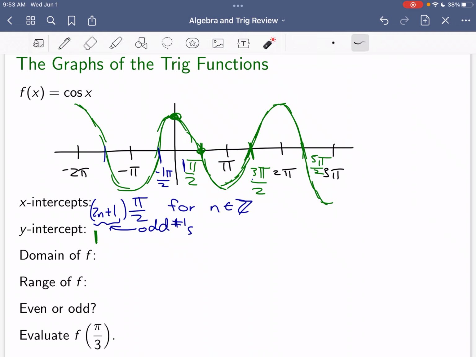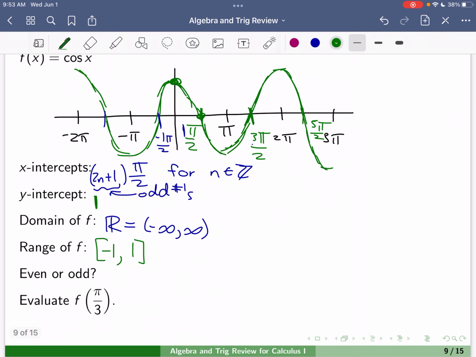Our y-intercept is at 1 itself. So when we hit the y-axis, that value is 1. The domain here is all real numbers, so everything from negative infinity to infinity. The range, just like sine, goes from negative 1 to positive 1. It is not symmetric about the x-axis. It is symmetric about the y-axis. So this is an even function.